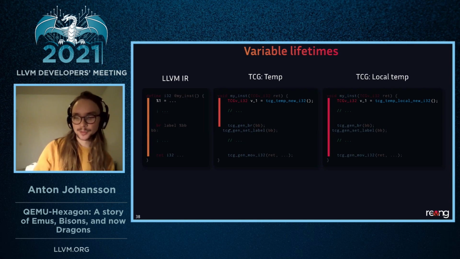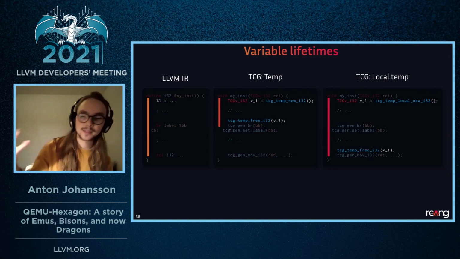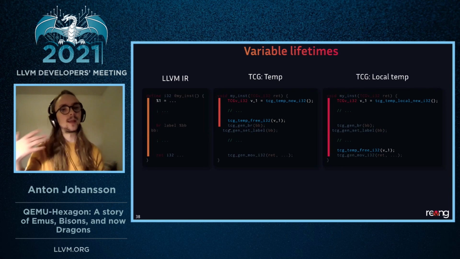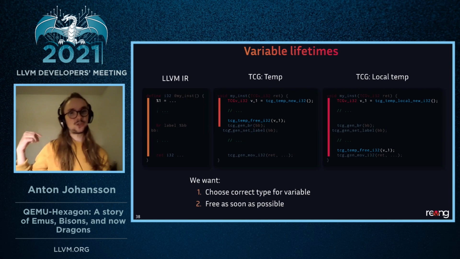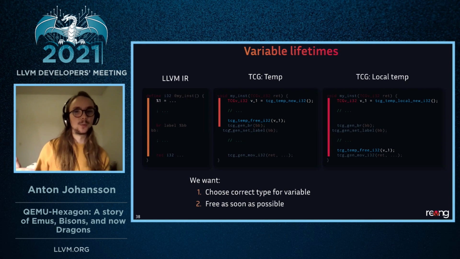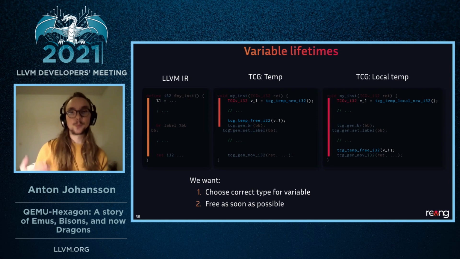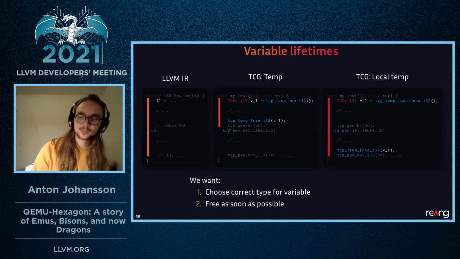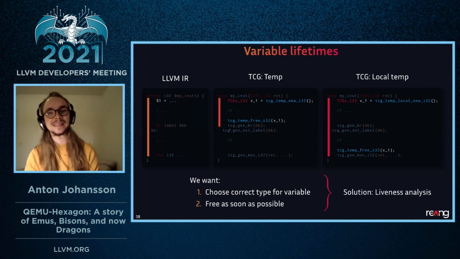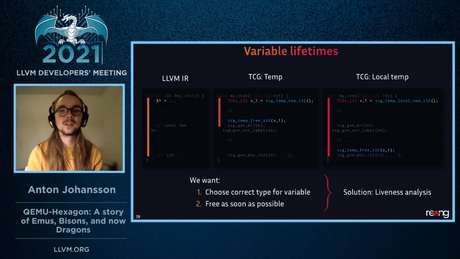And in TCG, we also need to explicitly free our variables. So we need to insert free statements, something like this. Now, when going from LLVM IR to TCG, what do we want? Well, we want to firstly choose the correct type for each variable, so the type with the smallest possible scope, and then we want to free them as soon as possible. And this is important to help QEMU in optimizing the TCG code we generate. The solution to these problems was the liveness analysis pass, which I talked about earlier.